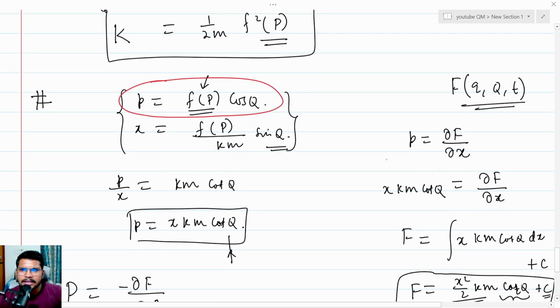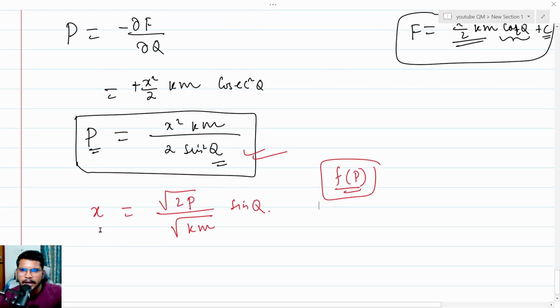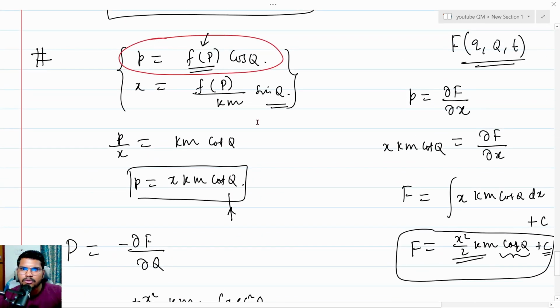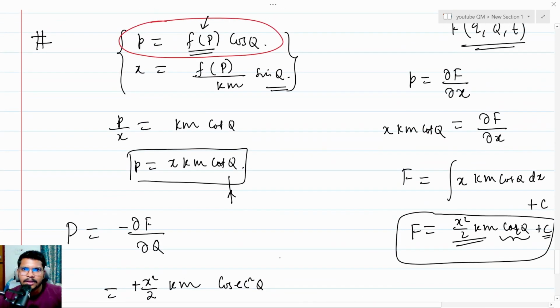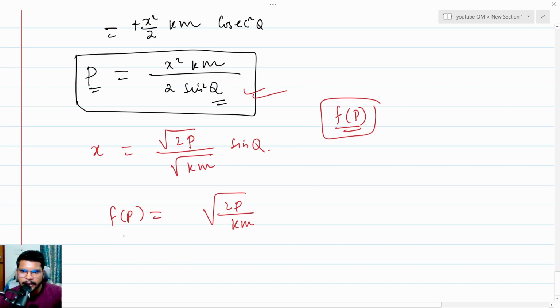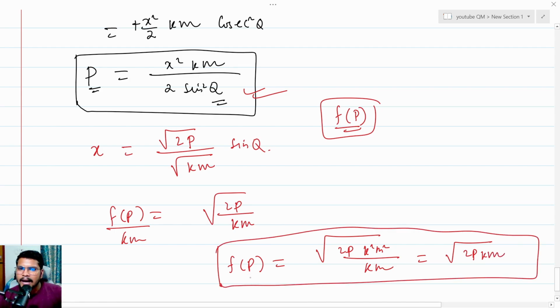You see, my assumption was x is equal to f of P by km sine Q, and over here I got x is equal to something with sine Q. So if I compare, I will simply get f of P is equal to root 2P by km, right? And this was also km. Hence, I got f of P is equal to 2P, taking this inside the square root, k square m square, km, it simply becomes km.